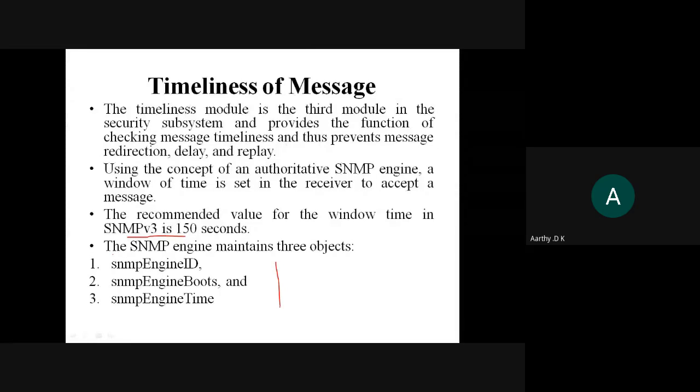So how much time your system engine has been running from when it booted or when it was rebooted. For example, I started my laptop at 8 a.m., but due to some issues, I had to restart it or switch it off and switch it on. After that rebooting time, the time for which your laptop is still running is 1 hour and 10 minutes, something like that. That is your SNMP engine time. So these are the three objects that your SNMP engine maintains.